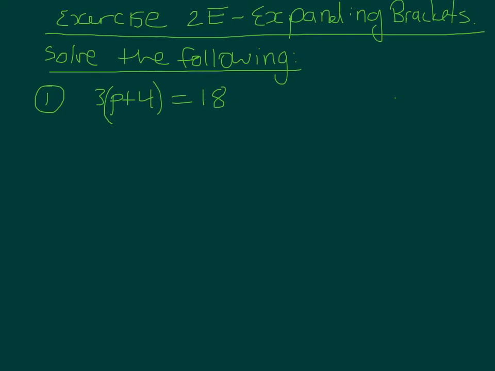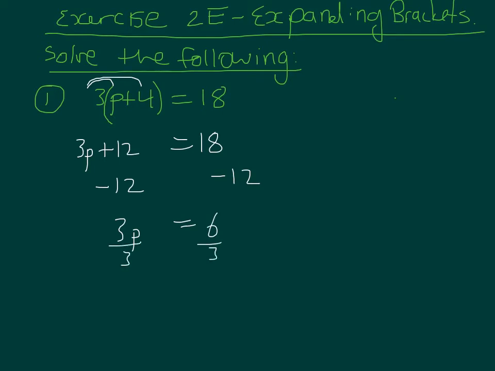So we're doing equations where we're expanding brackets first. The first equation we've got is 3 outside of p plus 4 equals 18. The first thing we do is expand the brackets out. So we go 3 times p and 3 times plus 4. That gives us 3p plus 12 equals 18. Then we just solve the equation like we normally would. Whatever you do to one side, you do to the other. So minus 12, and that gives us 3p equals 6. So divide by 3, so we get p equals 2.